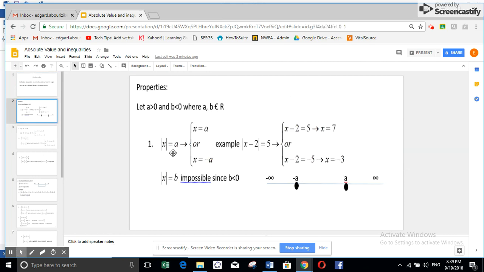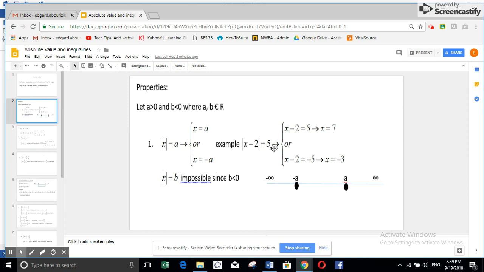So absolute value of x equal to a, by definition, x can be a or minus a. Let us take an example. Suppose you want to solve absolute value of x minus 2 equal to 5. Since the distance is 5, if you remove the absolute value, you must write x minus 2 is 5 or x minus 2 equal minus 5. So in this case, x is 7 or x is minus 3.